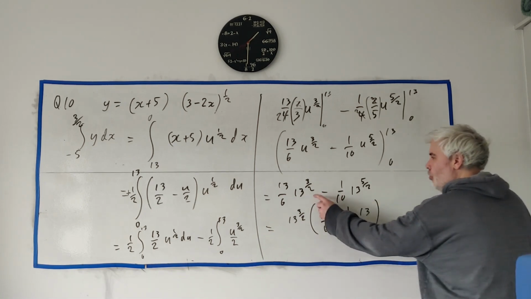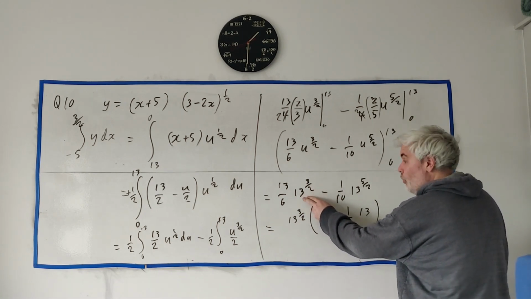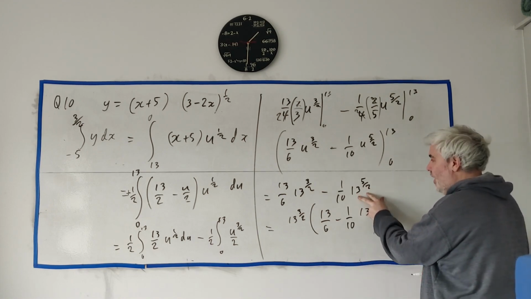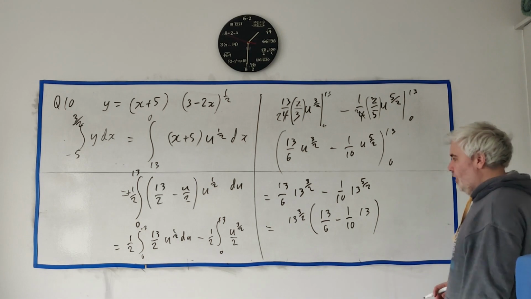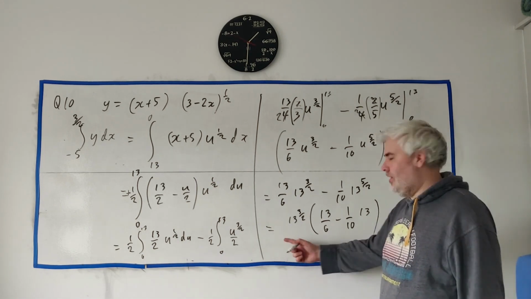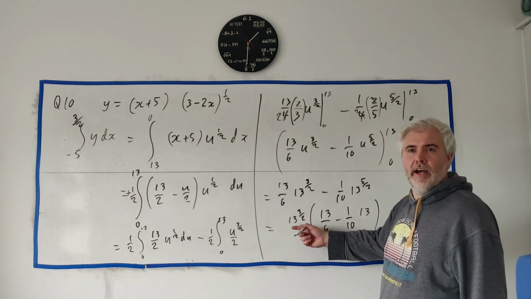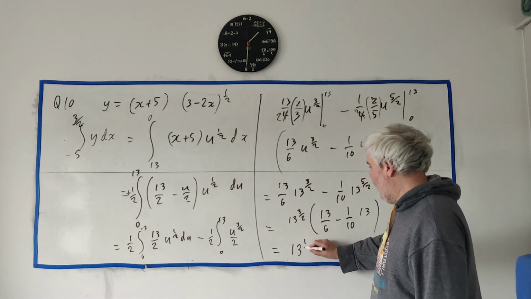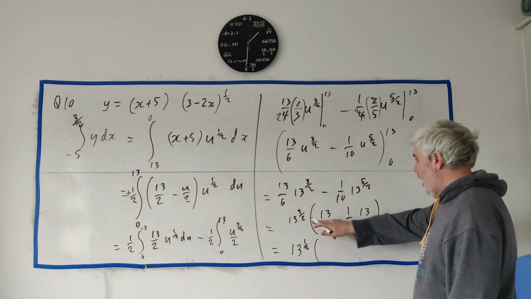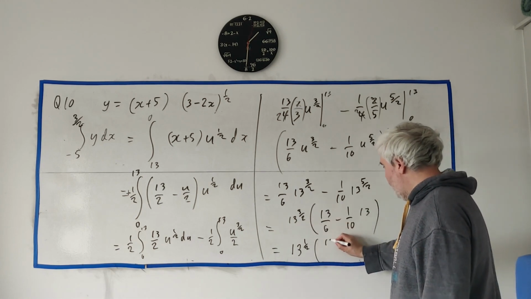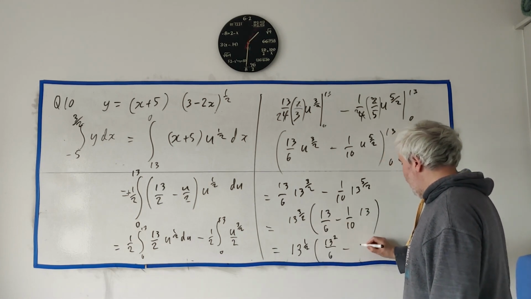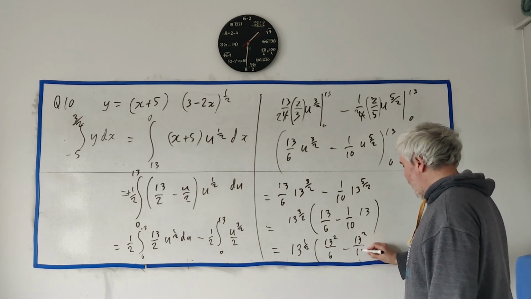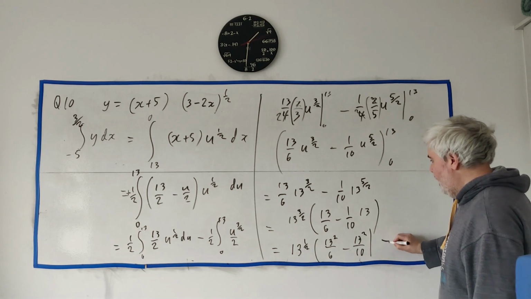You see what I mean there? 13 to the power of 3 over 2 comes out this one time. 13 to the power of 3 over 2 comes out this 13 times. So that's where that 13 appeared from. And this is what they wanted. They wanted the square root of 13. Oh, I need to take another 13 out. I'm sorry. Let's go ahead and take 13 to the power of a half. Take the extra 13 out, we'll get 13 squared here over 6 minus another 13 squared over 10. Let's just combine that.